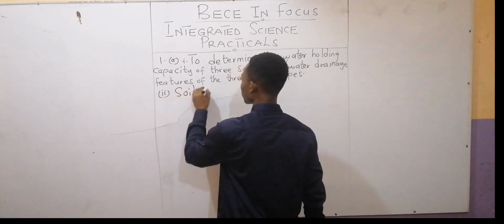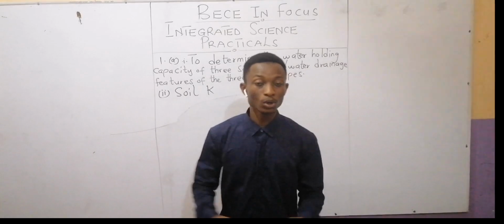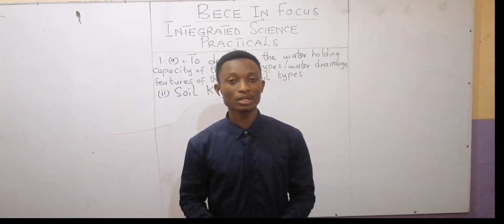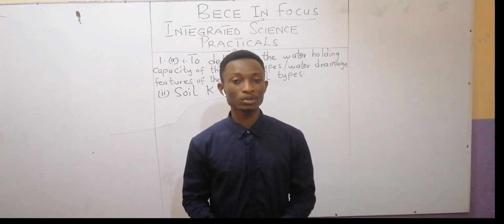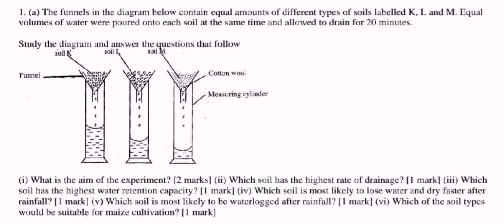And then when we're looking at nature of soil in Form 1, we're all told that the soil type that has the highest water drainage, or the soil type where water drains so easily or fast, is the sandy soil. So you can also be specific here: soil K or sandy soil.